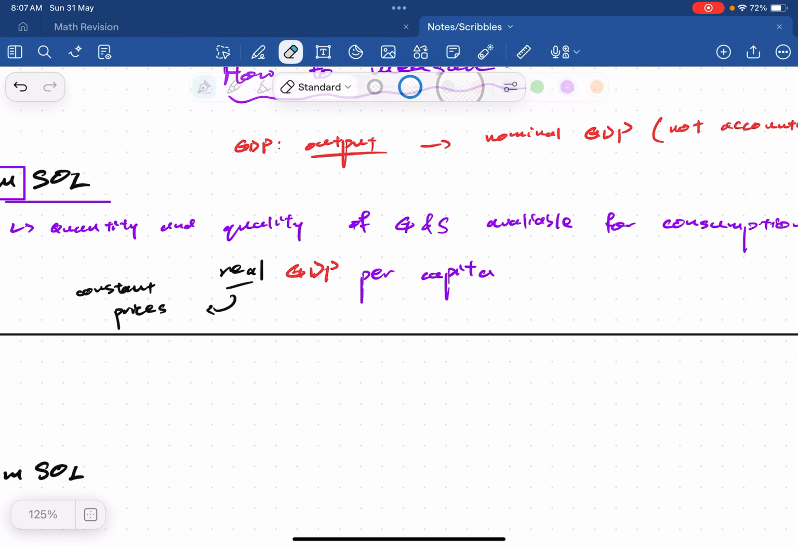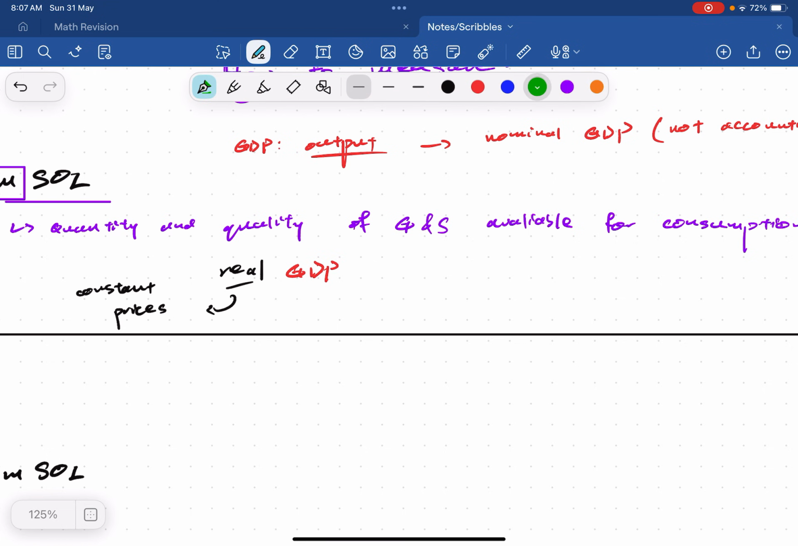I think I put this in purple, not so good. I'm sorry if you're writing on paper and are therefore crying because of the color coding. But yeah, let me just put this in another color.